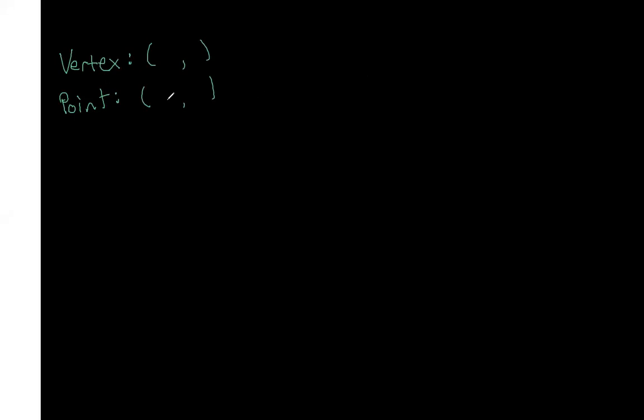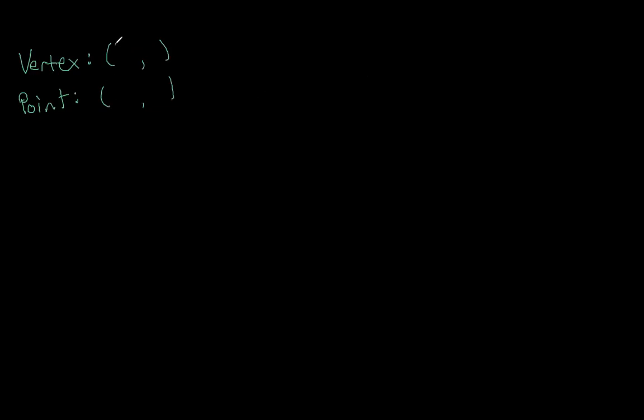So this is from part B of question 3. The vertex is 3, negative 2. And the point that we're passing through is 4, 0. All right, so maybe I can write vertex form one more time. It's f of x equals a times x minus h squared plus k.